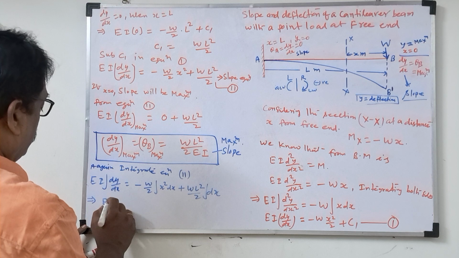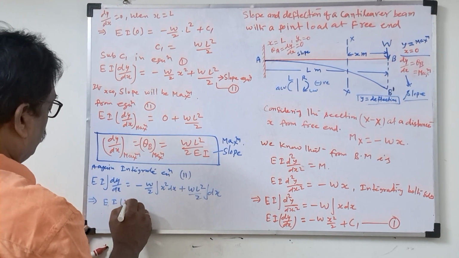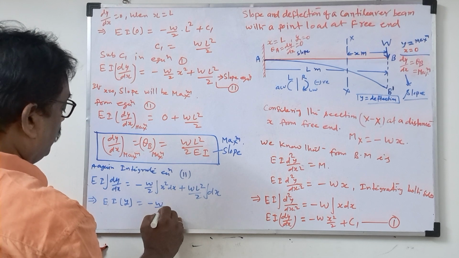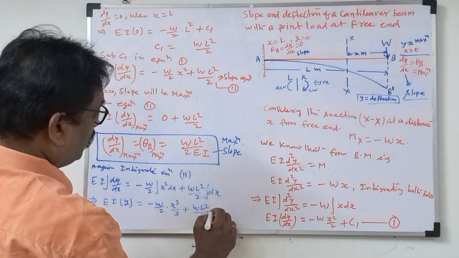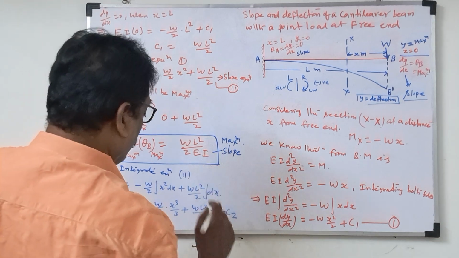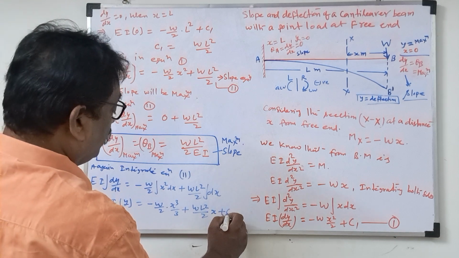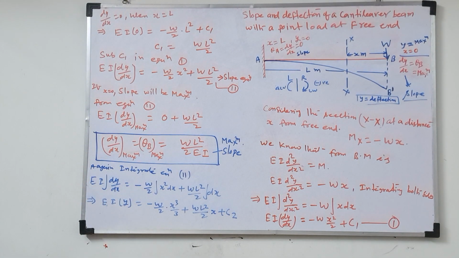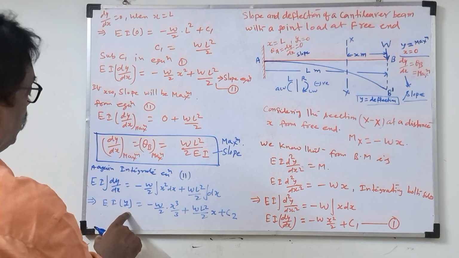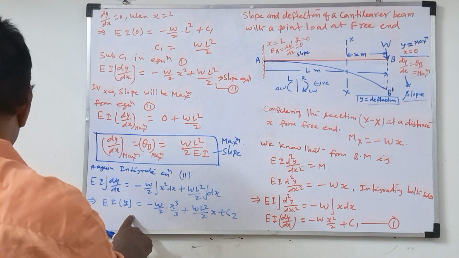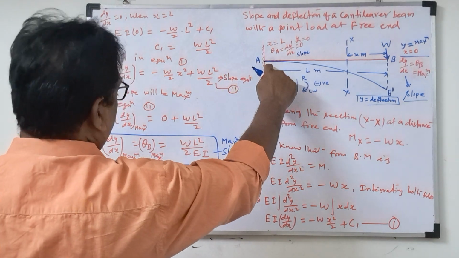EI, Young's modulus times moment of inertia, into y is equal to minus w by 2 x cube by 3 plus wl square by 2 into x plus some constant C2 will come now, because in indefinite integrals some constant will come, C2. So this is the equation. Now y, that means deflection, will be 0 when x equal to L. When x equal to L, deflection and slope will be 0.